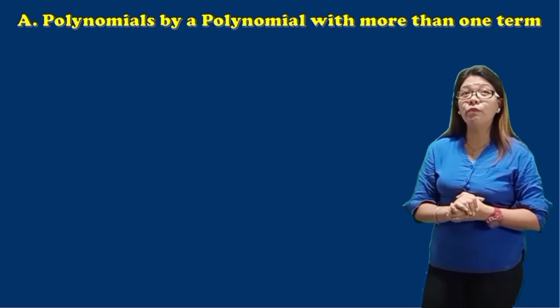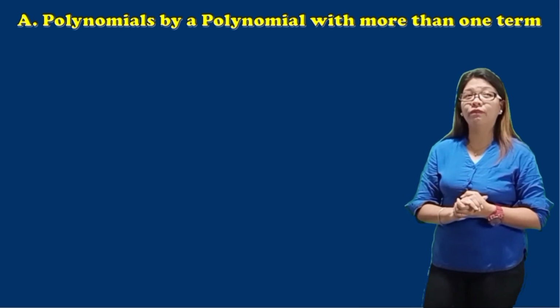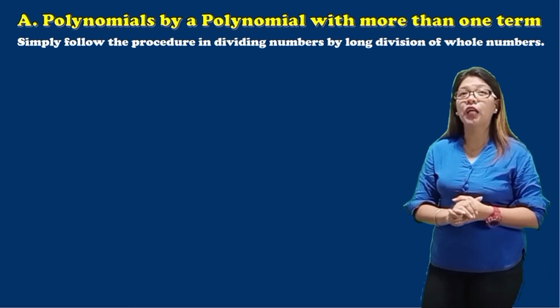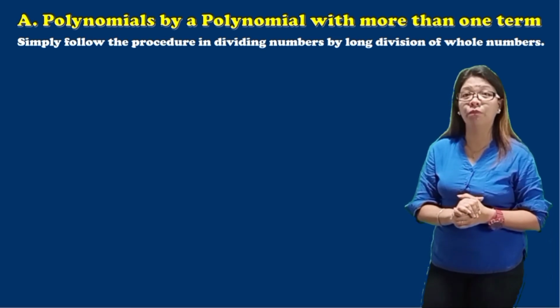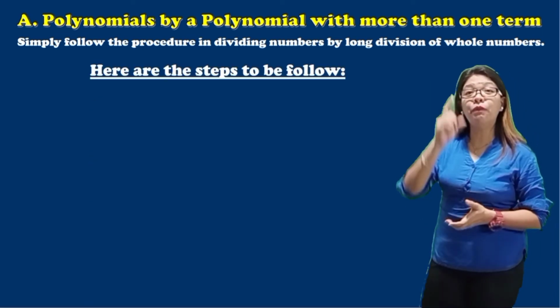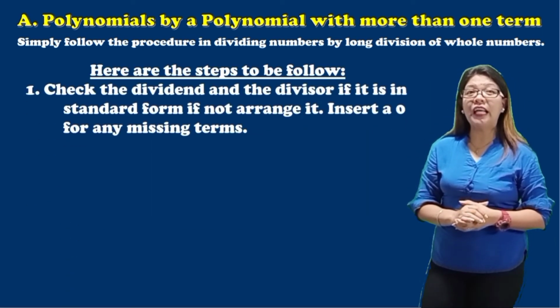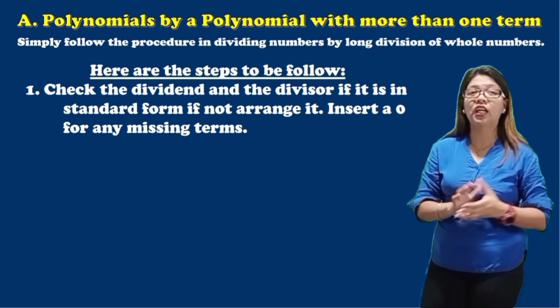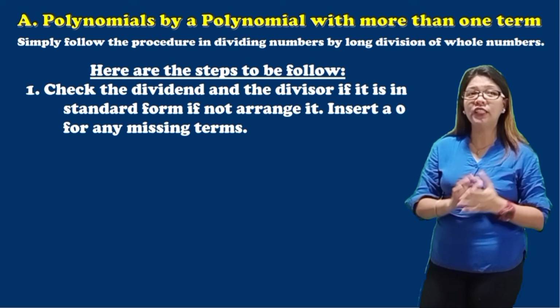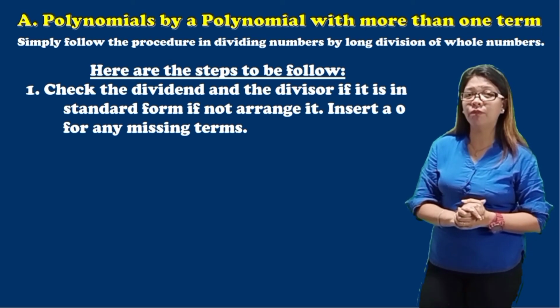Dividing polynomials by a polynomial with more than one term. Simply follow the procedure in dividing numbers by long division of whole numbers. Here are the steps. Number 1. Check the dividend and the divisor if it is in standard form. If not, arrange it. Insert a 0 for any missing term.